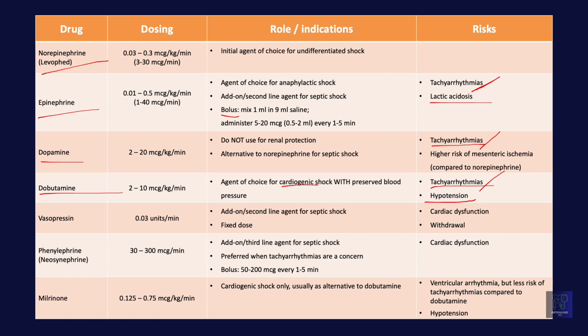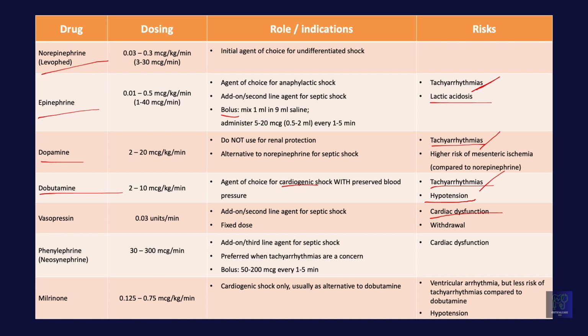Moving on, vasopressin. It is a pure arterial vasoconstrictor. It is used as a second line for septic shock after norepinephrine. It is used as a fixed dose. Couple of risks to keep in mind. There can be cardiac dysfunction.